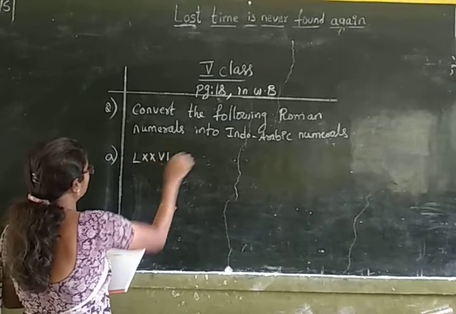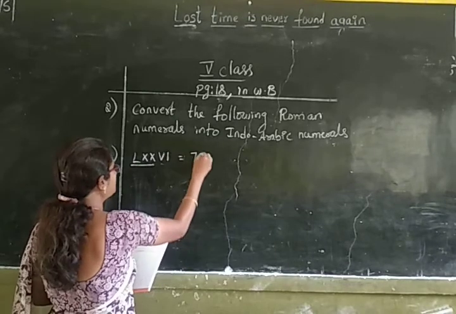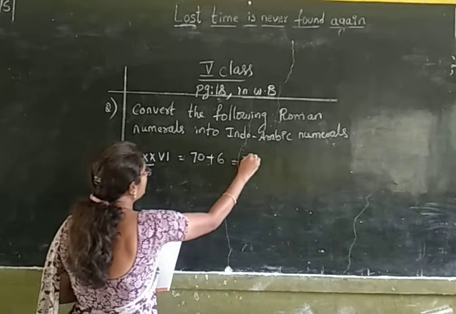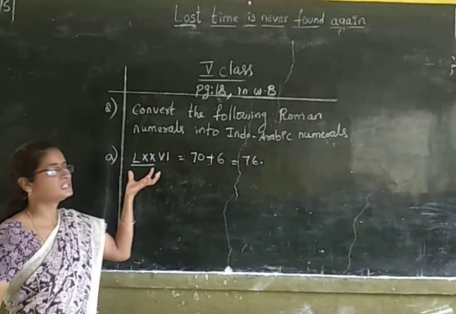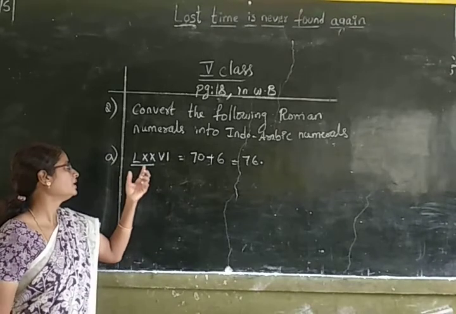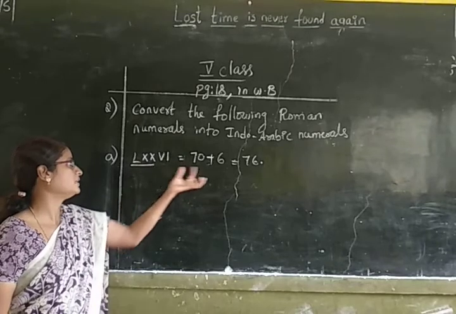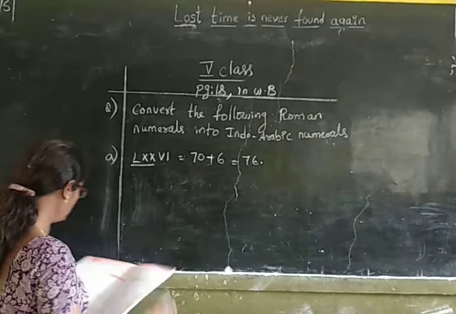LXXVI. LXX means what? LXX means 70. And VI means what? 6. 70 plus 6 is equal to 76. You all know that in LXX, L means 50 and XX means 20. 50 plus 20 is 70. And VI means 6. That is equal to 76.